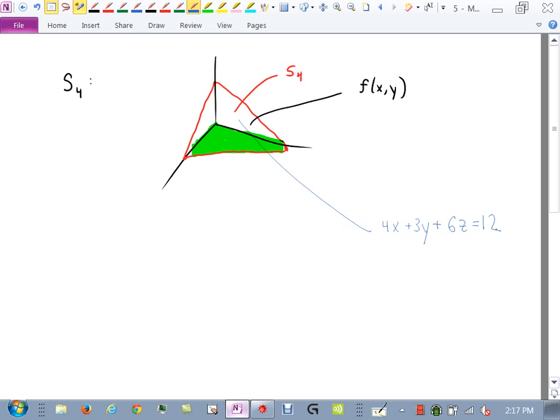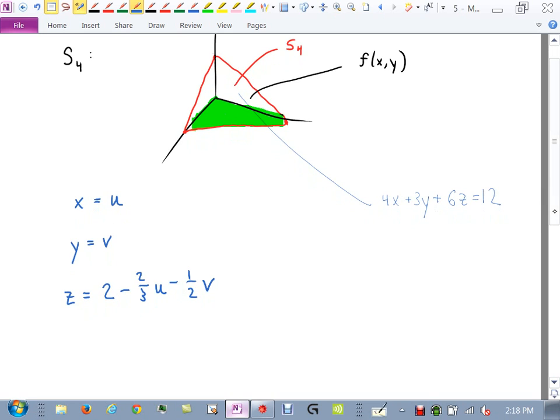Since I'm going to write my parametric equations, I'm going to let my x be u, I'm going to let my y be v, and I'll be able to control those restrictions, right? My z is now just that solved for z, replacing my x and y with u and v. So if I solve that for z and replace x and y with u and v, respectively, I get 2 minus 2/3 u minus 1/2 v.